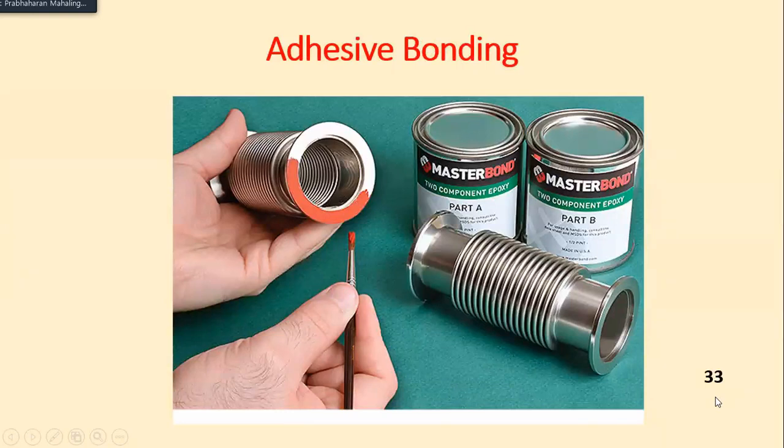Adhesive bonding, master bond, we utilize that one for our work. Adhesive bonding. This is actually gum, something like metal gum. We can say metal gum, right? Adhesive bonding.